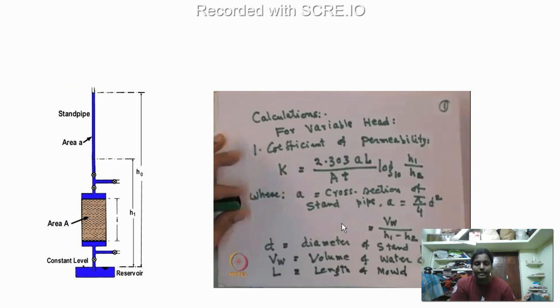Then this capital L is nothing but the length of the sample. Then capital A is the area of cross section of your sample. We know the diameter of the sample, so we know the area of cross section. Then time taken. What we are going to do in the test is note down the time taken for the head to come from H1 to H2. What is the time taken? So this is your first head.